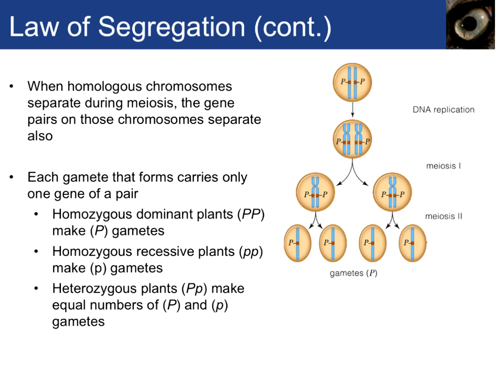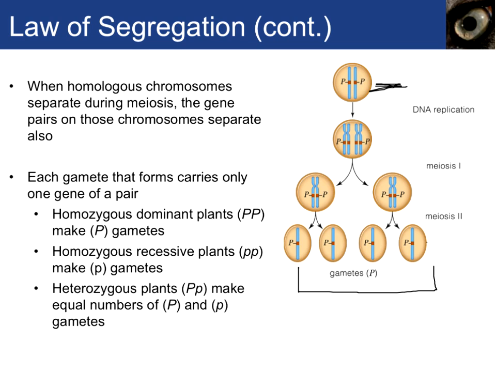If you look at this, you start out with homozygous dominant, and when you get to the next step, you have DNA replication, and the four gametes that are made from that original parent are going to be four dominant alleles. So each gamete that forms carries only one gene of the pair. A homozygous dominant plant makes only gametes that carry the dominant allele.